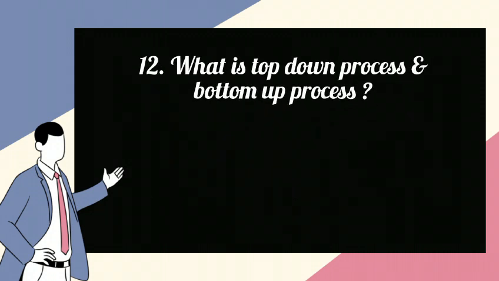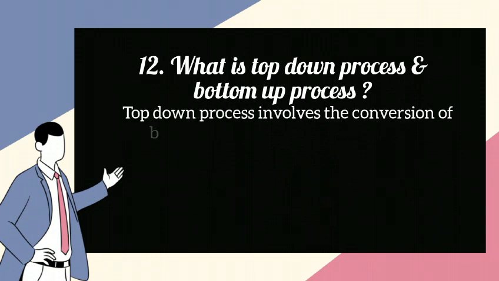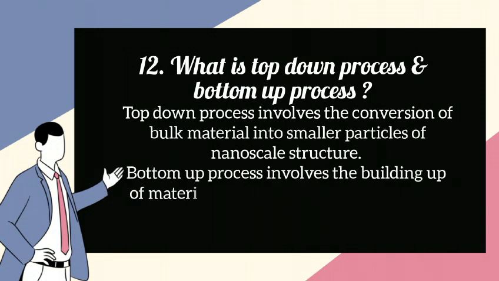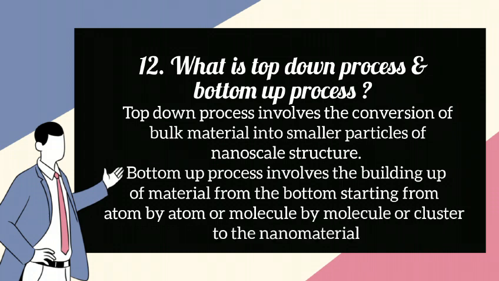What is top-down process and bottom-up process? Top-down process involves the conversion of bulk material into smaller particles of nanoscale structure. Bottom-up process involves the building up of material from the bottom, starting from atom by atom or molecule by molecule or cluster to the nanomaterial.